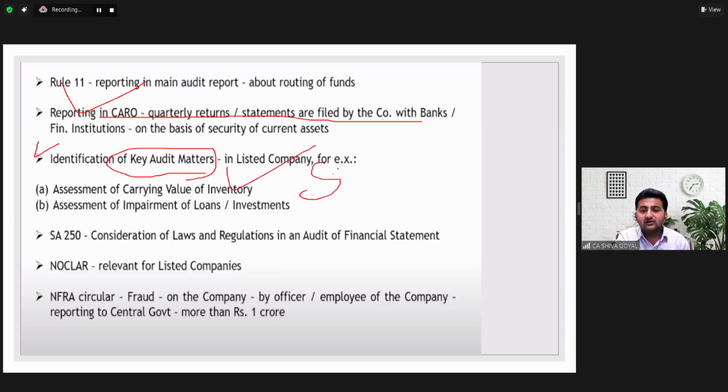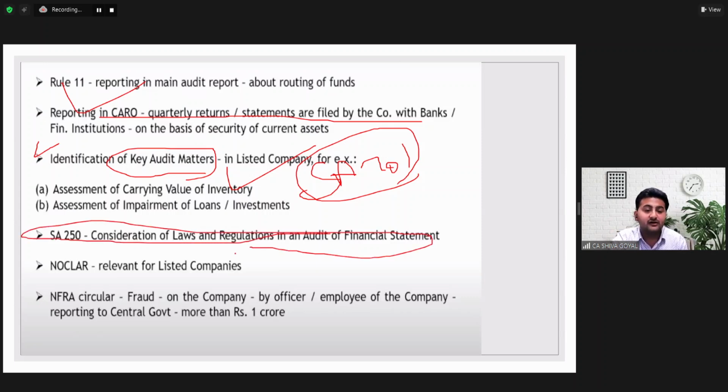As you all know, Standard on Auditing 701 is the very newly introduced standard that talks about the key audit matter paragraph. I will show you the draft audit report of DLF, a real estate company, wherein I will show you what key audit matters the auditor may consider while drafting the audit report of a company. Then SA 250 I have already talked about.